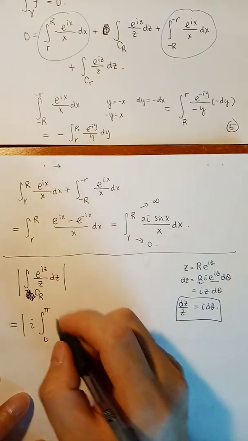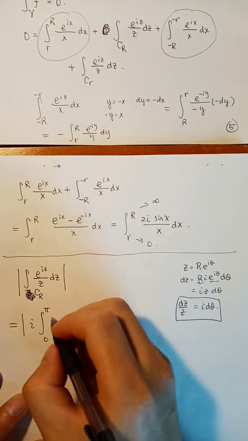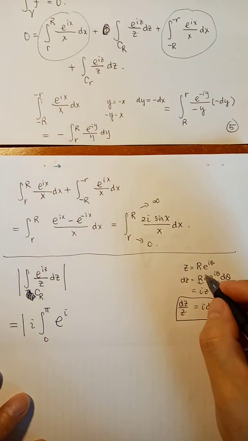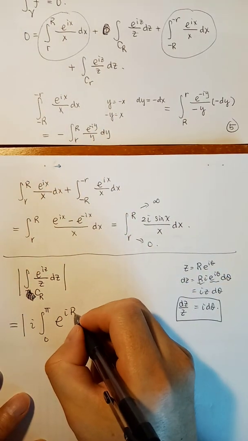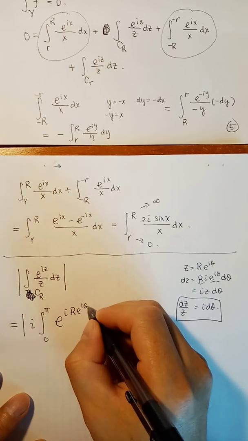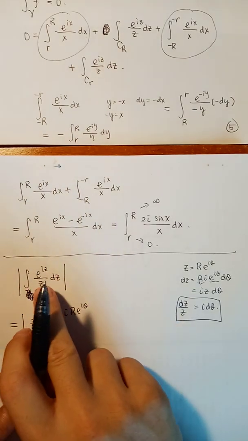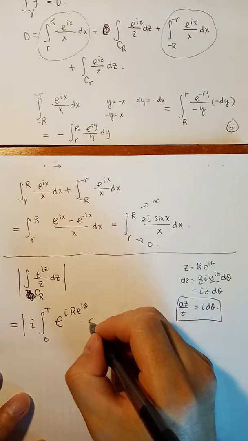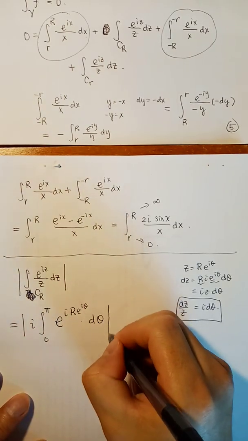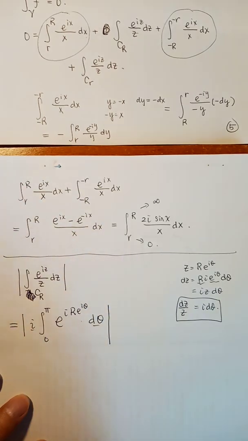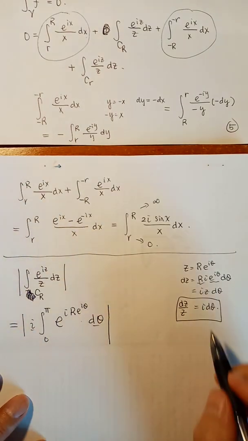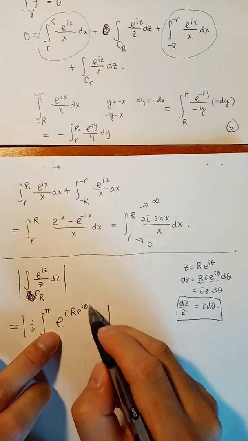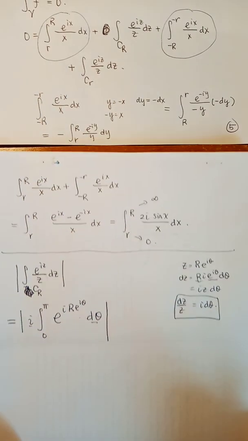And this is e^{iθ}. So you have e^{iz}, where z is Re^{iθ}, and dz over z is i dθ. And e^{iz} is this part, and integrating from 0 to π.